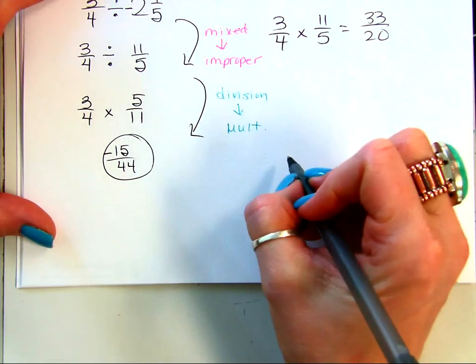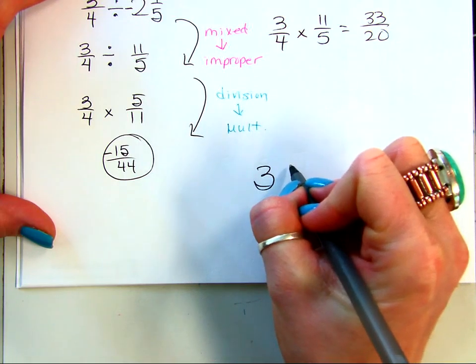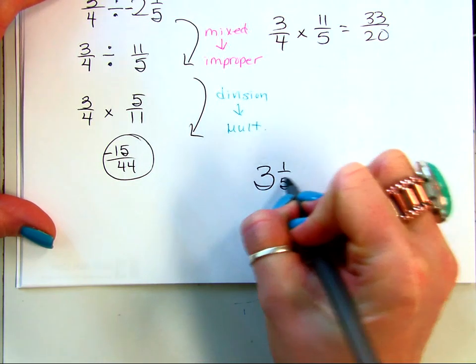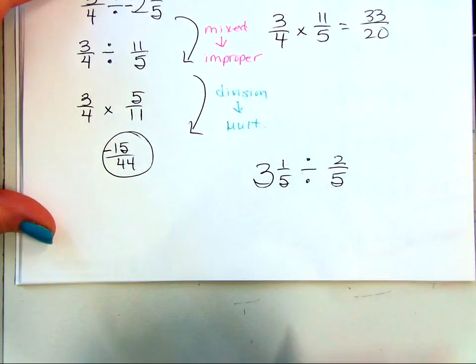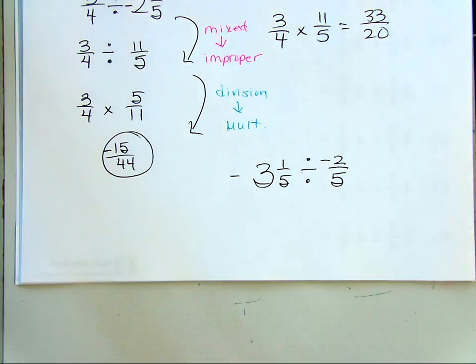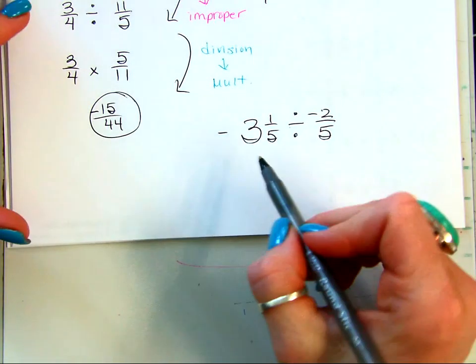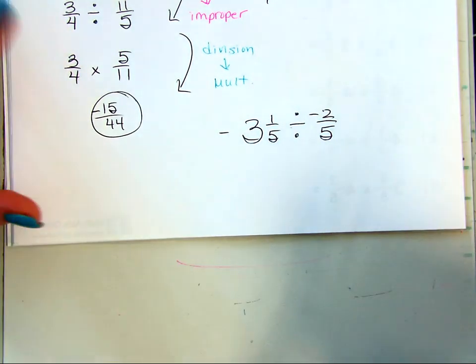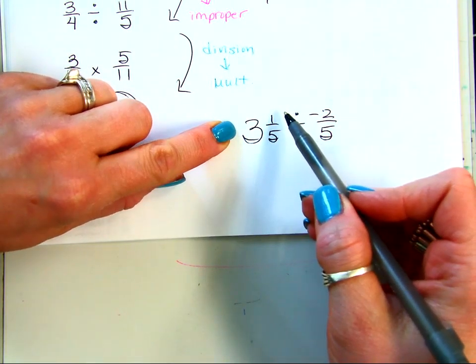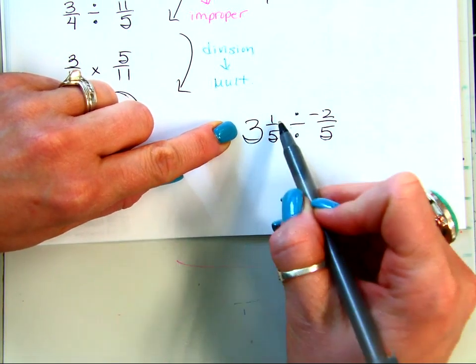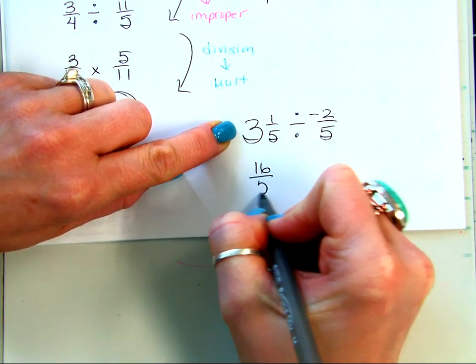Let's talk about this one here. 3 1/5 divided by 2/5. And let's make them both negative. Okay, so I have to change this mixed number first. Okay, and when we change mixed numbers, we just ignore that. We don't make that negative 15 and then add 1 to negative 15, right? Okay, this is 15 plus 1 is 16 fifths, and it just stays negative.